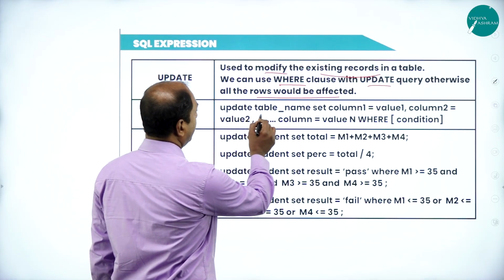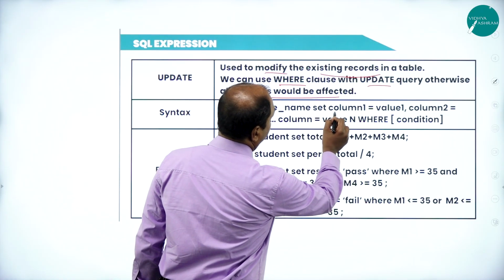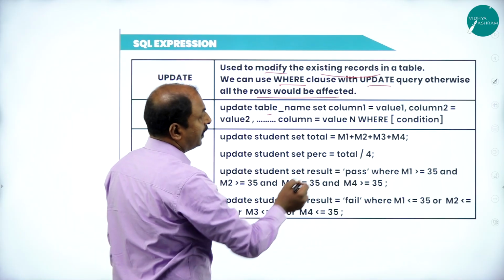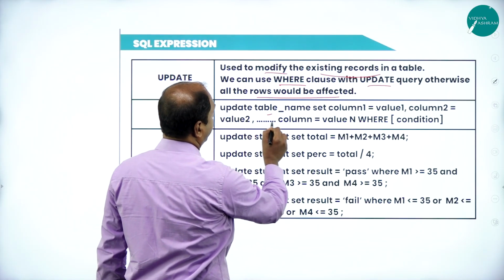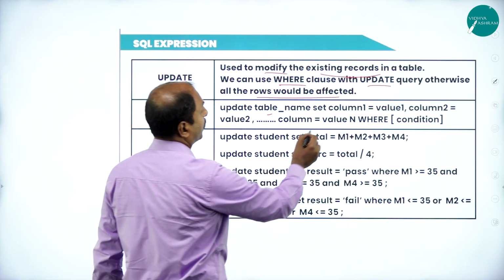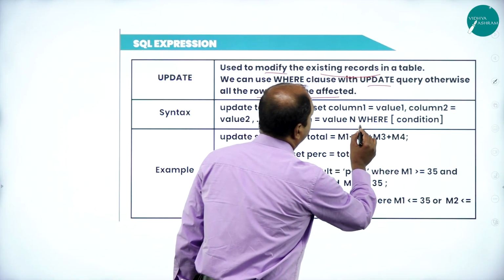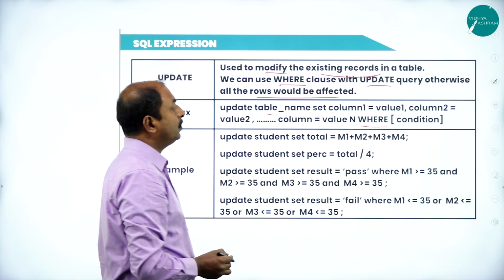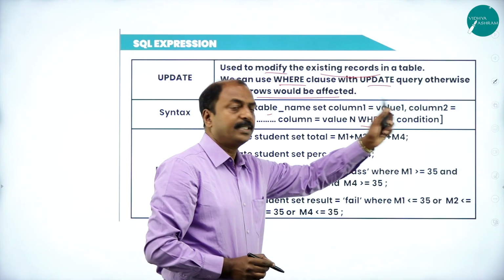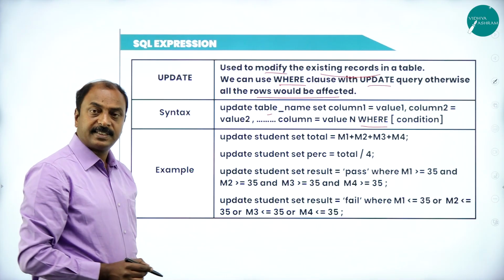Syntax: update table name set column 1 equal to value 1 and column 2 equal to value 2 and so on. So you can have n number of columns, and this is the where condition. So this is the where clause and this is the condition. And now let us see the example for this.